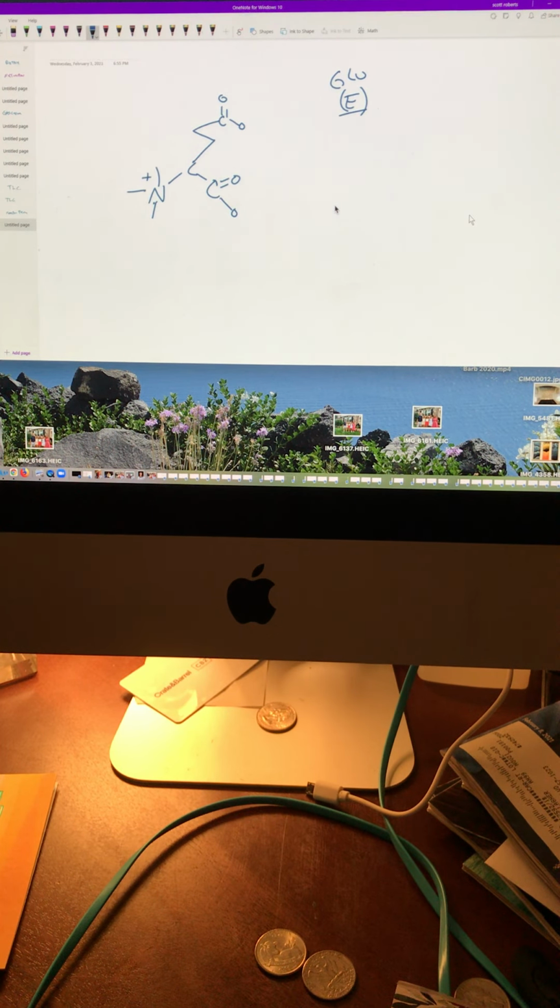Now I got it. So this is a zwitterion, right? You guys are quiet. I like it. Is this a zwitterion, yes or no? No. Looks like a zwitterion, talks like a zwitterion, but it's not a zwitterion.